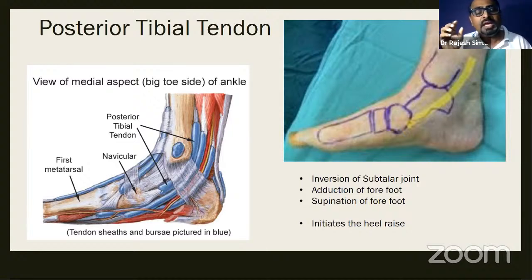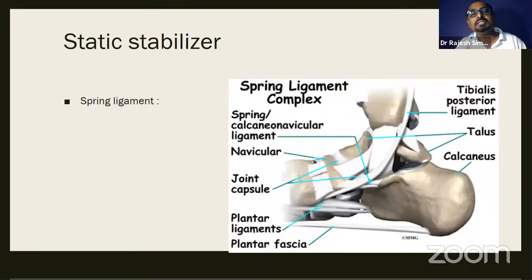So if the tendon dysfunctions, the first thing we see is the failure of the heel rise. And because of that failure of the muscles, we see the arch collapse. The other thing which collapses, which supports the arch, is the static stabilizer, which we call the spring ligament, or the calcaneonavicular ligament. That is another static structure which really stabilizes the medial column, or the medial arch of the foot.